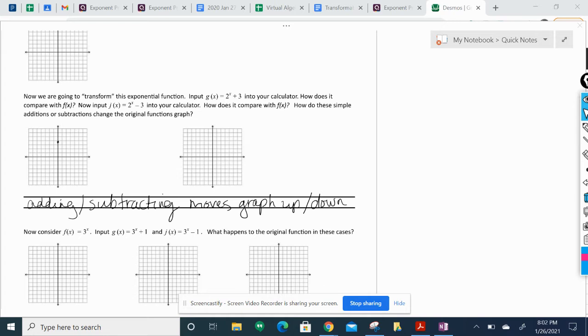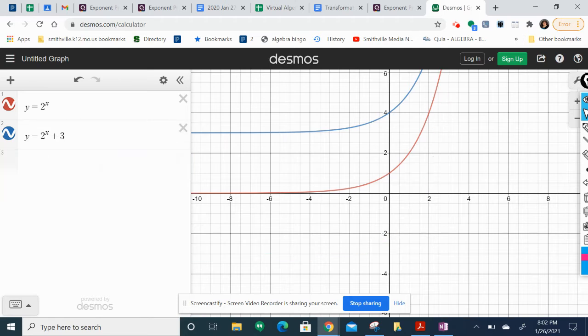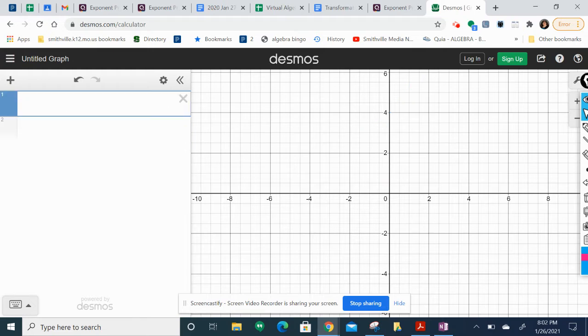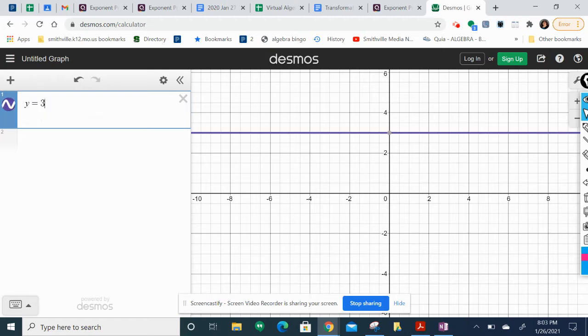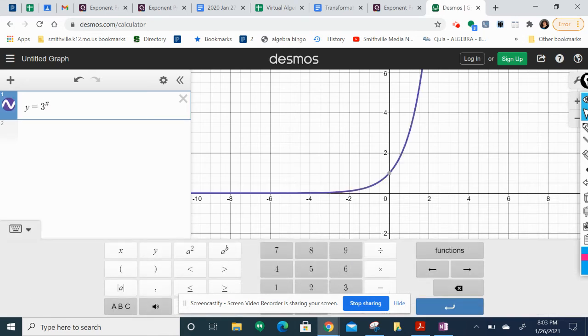All right, now we're going to move into the next portion. So it says, now let's consider f of x equals 3 to the x. All right, so let's try this. So I'm going to erase all of these that I've done because I'm going to do something new here. So now I'm considering the graph f of x equals 3 to the x. So y equals 3 to the x power. Okay, so we see that.